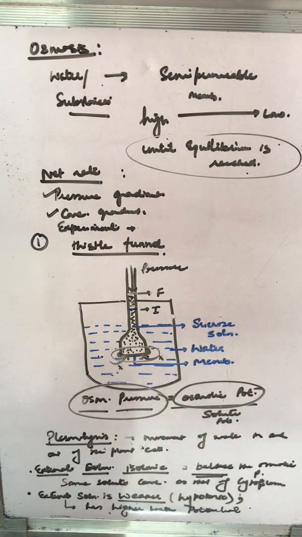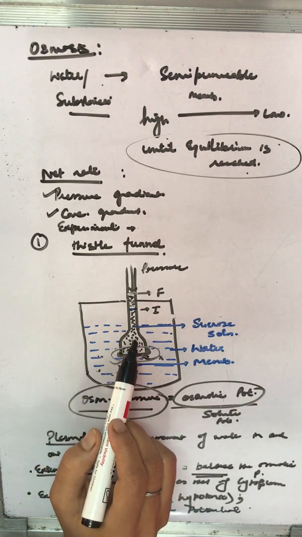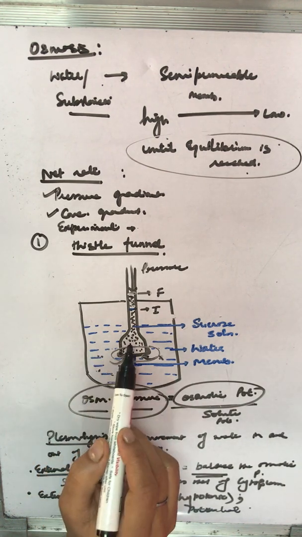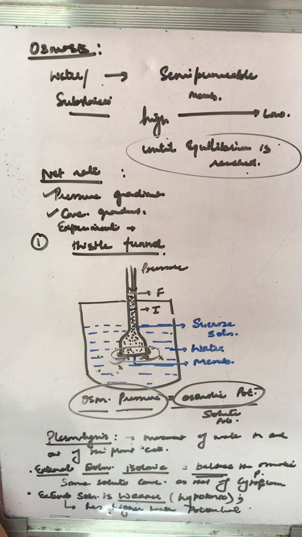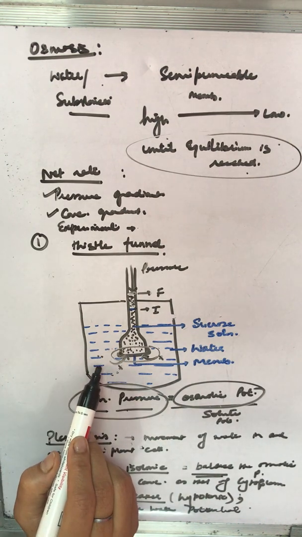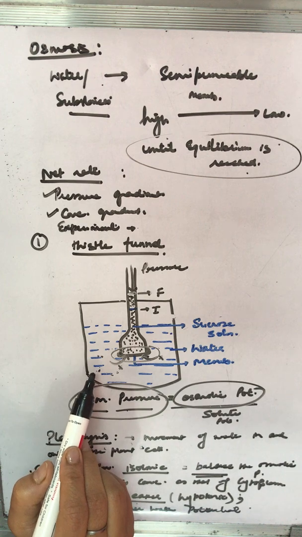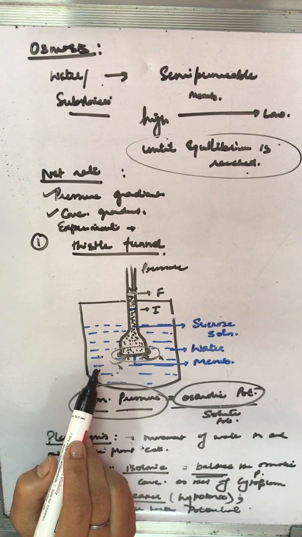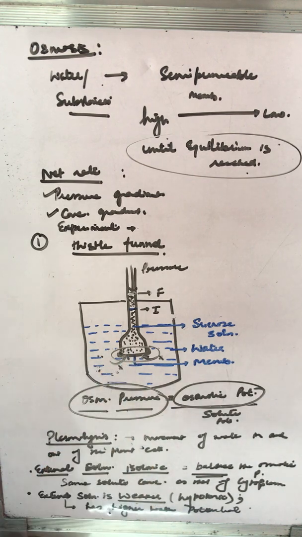Obviously, because it is hypotonic. Now if this is more concentrated compared to this, means now here there is a sugar solution and here there is water. Okay, then we call it hypertonic, and when it is hypertonic, then it has a lower water potential than the cell. Clear?